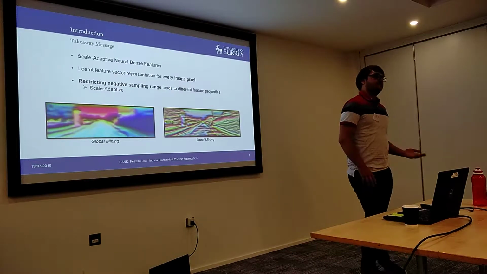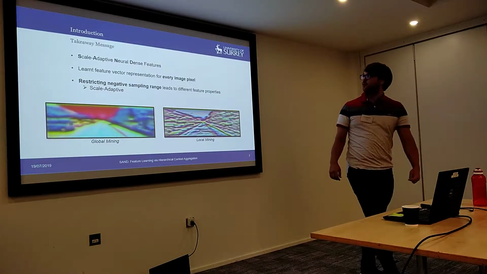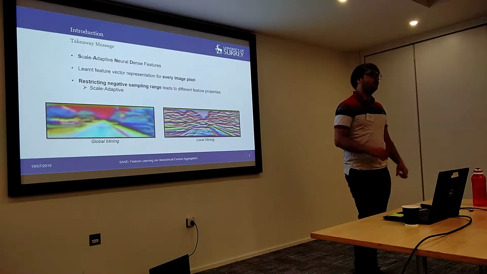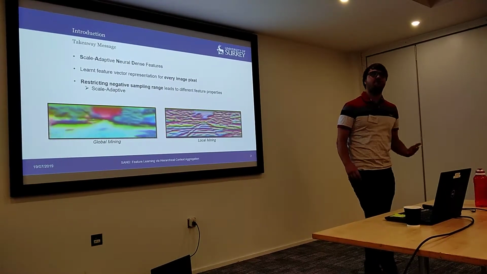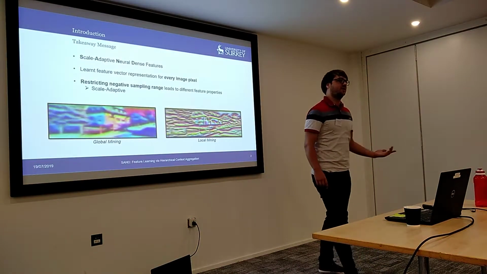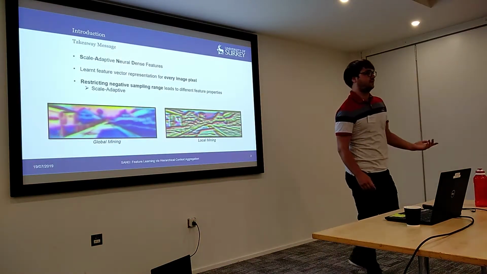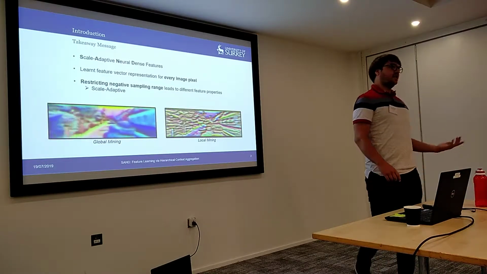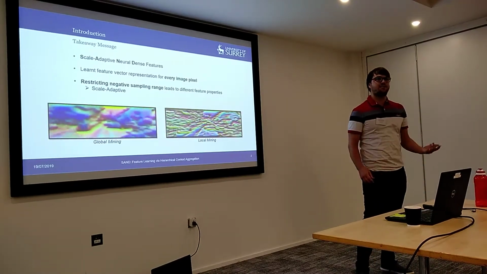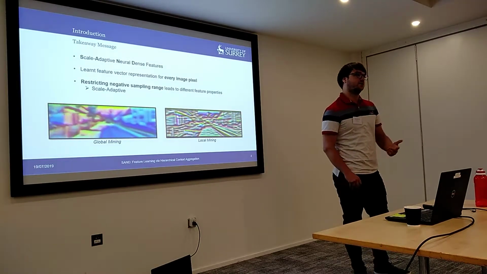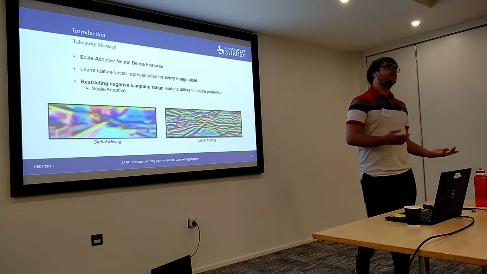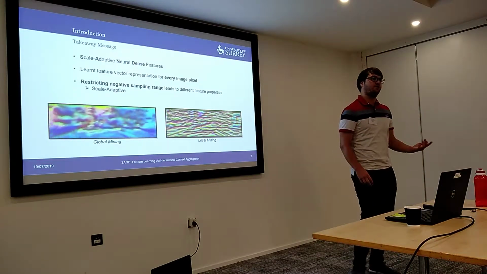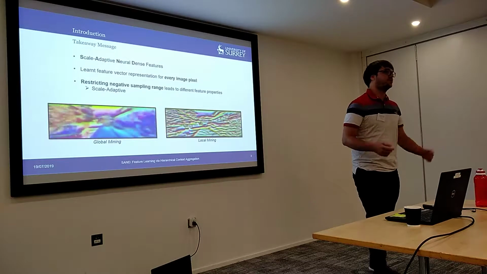So, as you might expect, SAND is an acronym. It stands for Scale Adaptive Neural Dense Features. At its core, it's a method for dense feature extraction, meaning that for every single point in the image, you get an n-dimensional feature vector to represent it. What we show is that instead of just doing, for example, random sampling or hard negative mining in order to get the negatives, if you restrict the area that you're allowed to sample those negatives from, you can change the properties that the feature learns, which might be good for different tasks.